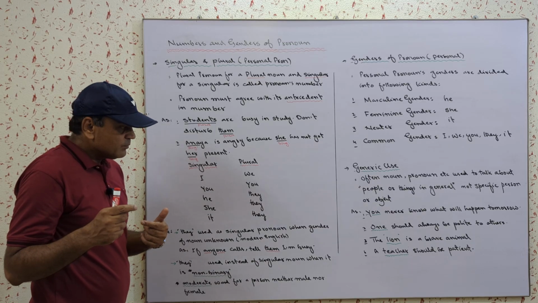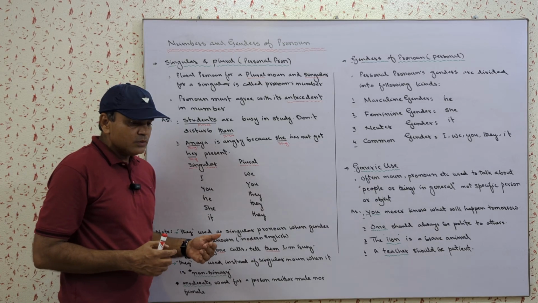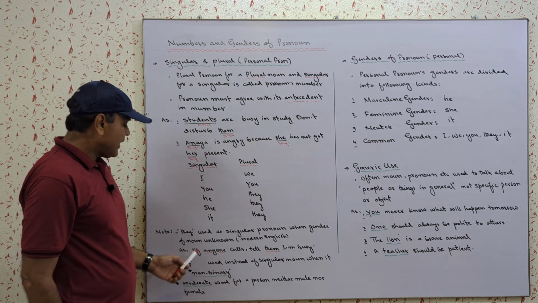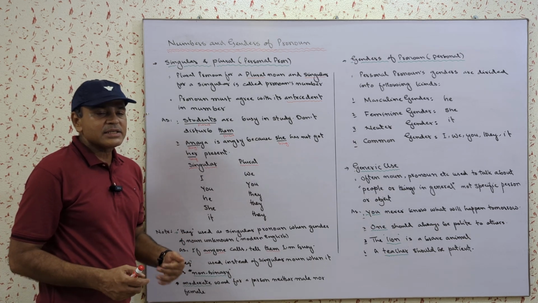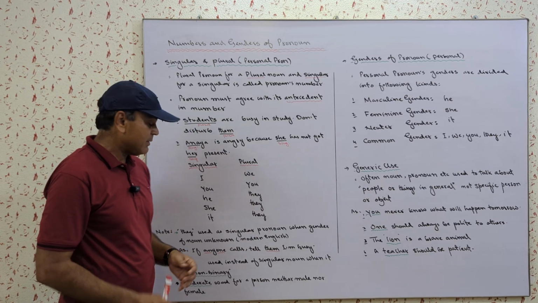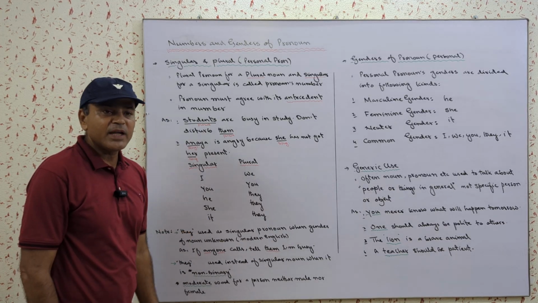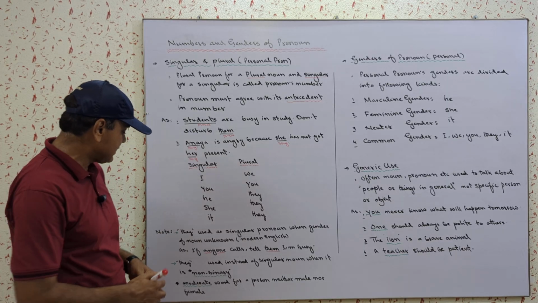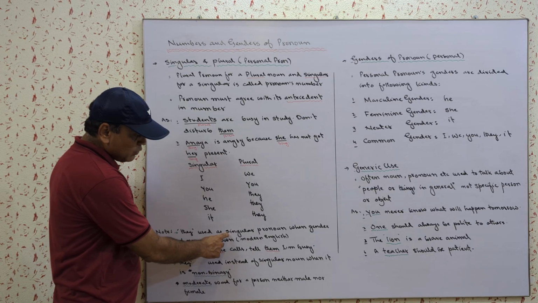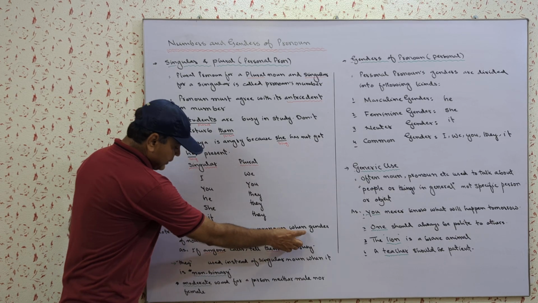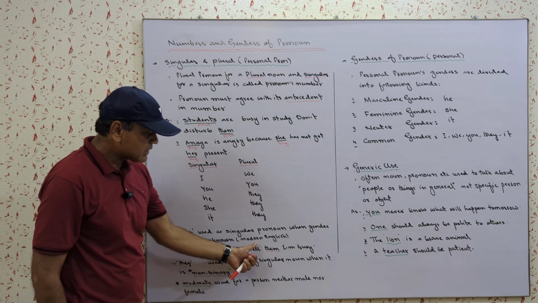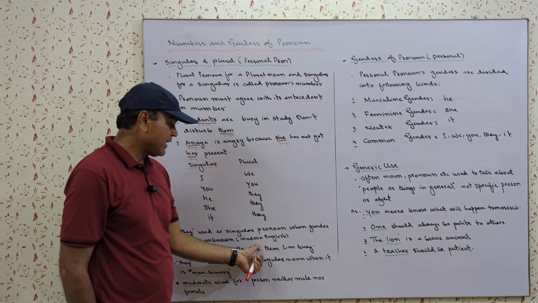Now let me bring a new thing to you. Maybe you don't know about this, that normally people think that they is always used for the plural, but let me tell you that they can also be used sometimes for the singular. And what are those cases? Let us talk about them. They is used as a singular pronoun when the gender of the noun is unknown. Mostly that happens in modern language.